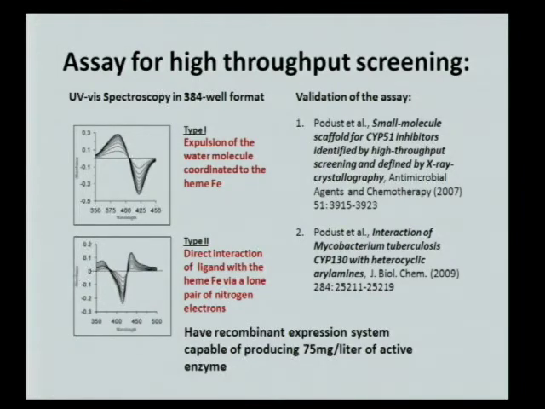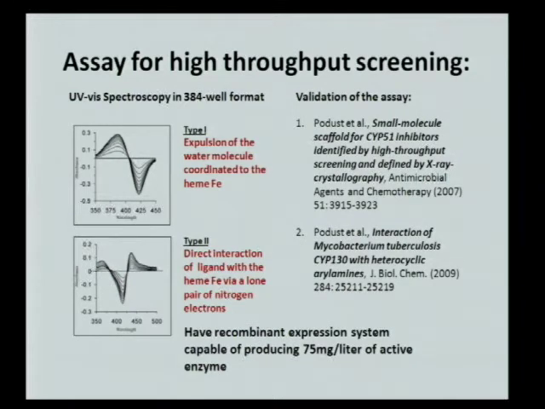This assay itself has been used for maybe half a century already, since cytochrome P450s were discovered. We just made it in a different format. This assay has been validated by my group 2 times already. We did screening on CYP51 from Mycobacterium tuberculosis, which I will talk about a little bit later, and we also screened another Mycobacterium protein, CYP130. Both of these works are published.